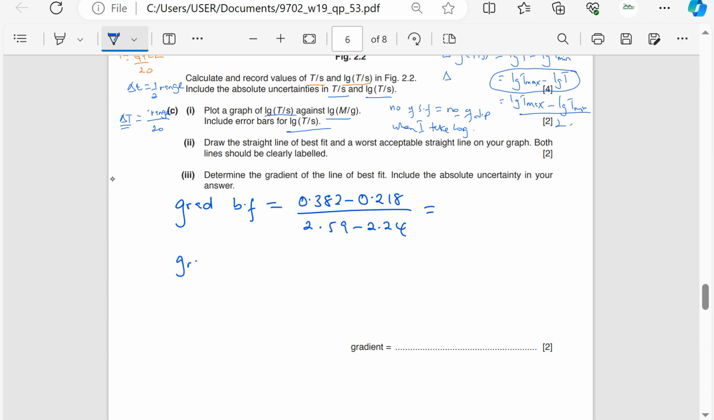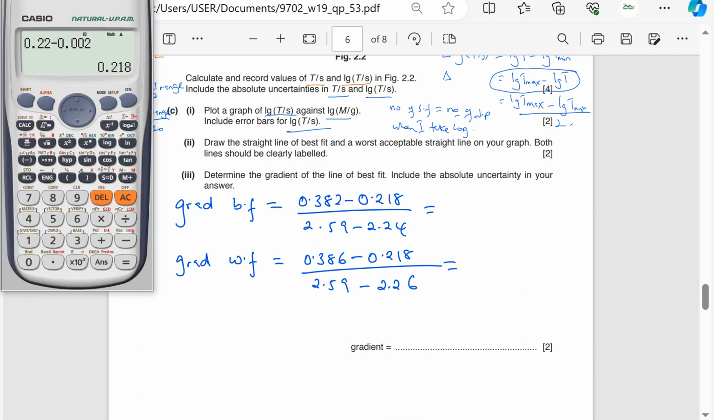Then the gradient for the worst fit, I'm using the values I've been writing in the graph. For the worst fit, the y values we had 0.386 minus 0.218 divided by the x values we had, 2.59 minus 2.26. Okay, so this is going to give me the gradient of the worst fit.